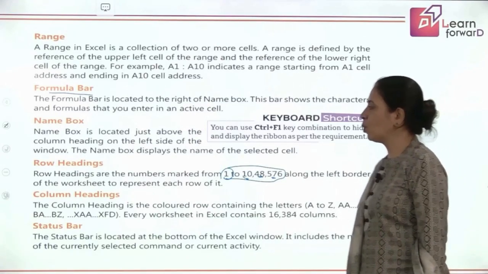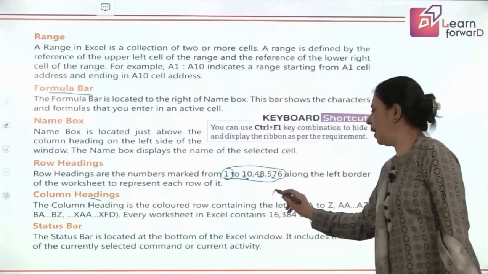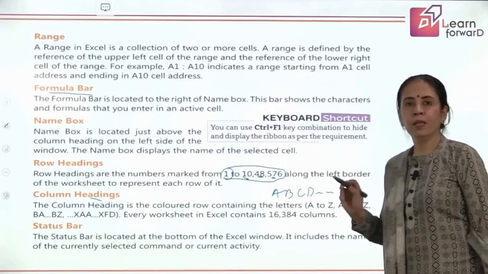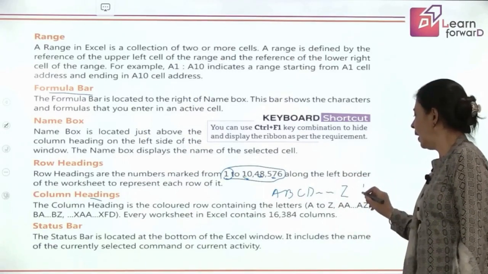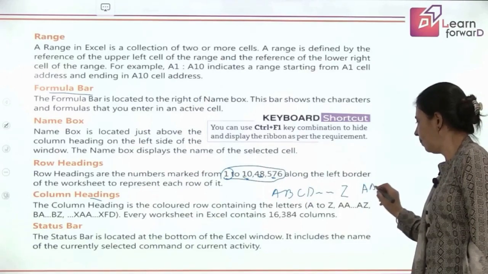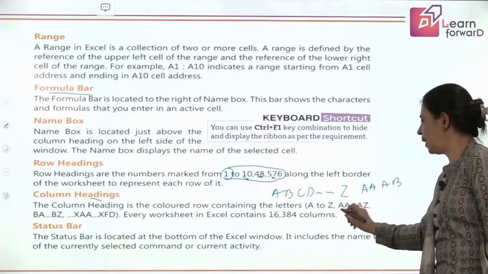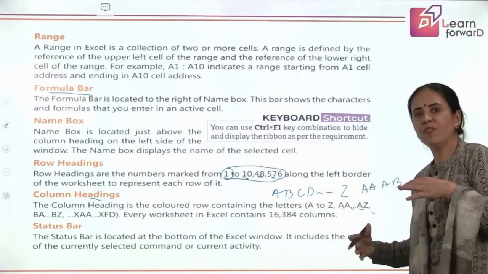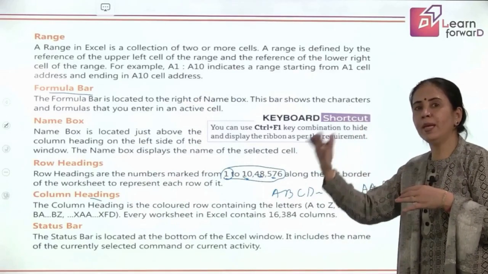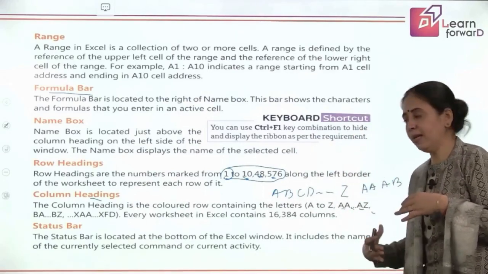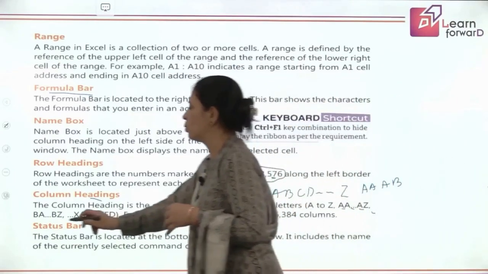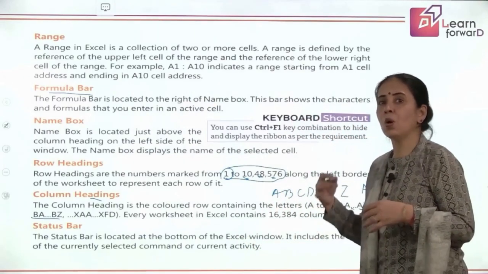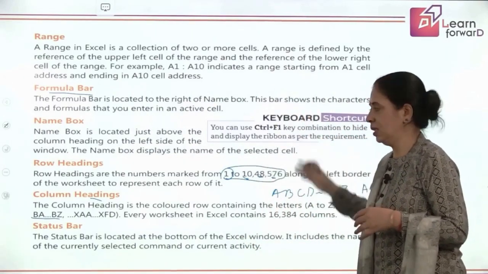Now what about columns? I told you after A, B, C, D, when you reach Z, after Z you will get AA, AB, AC, AD, and it goes up to AZ. Now when AZ is over, then we come to BA, BB, BC, BD, like this, the story keeps on going. Okay, and in this way your numbering of all the columns is done.